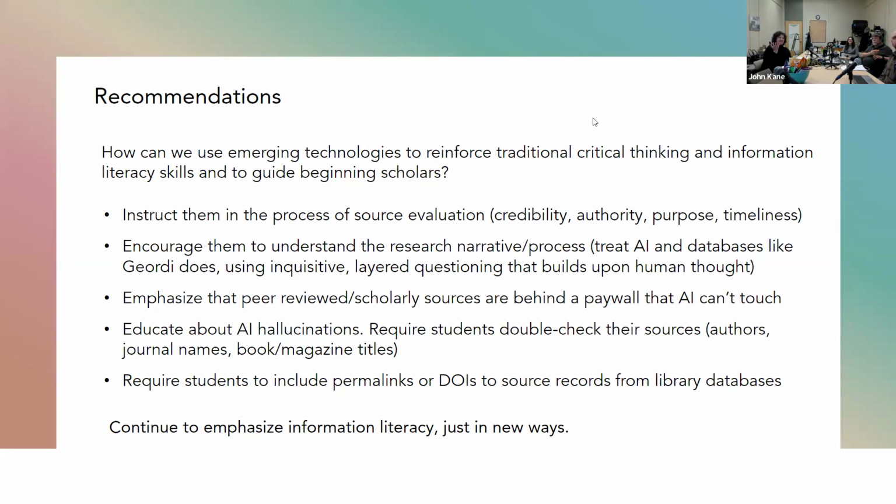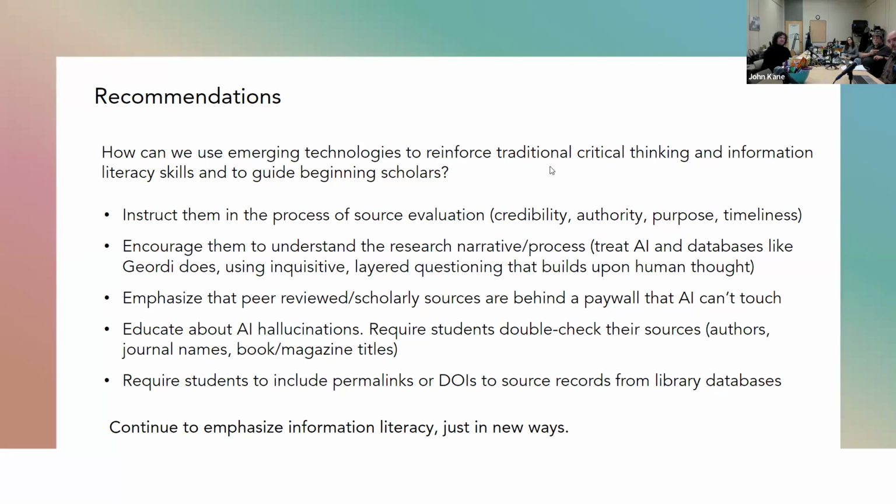Beyond that too, obviously emphasizing that those peer-reviewed or scholarly sources are behind a paywall. So the library and the college pays a lot of money for students to have access to it. AI does not have access to it, at least at this point. So the students are not going to get the same scholarly sources that they're going to get if they just come right to the library. And OpenAI and other companies are being sued by a lot of authors to remove their work from these databases. So who knows what happens in the future.